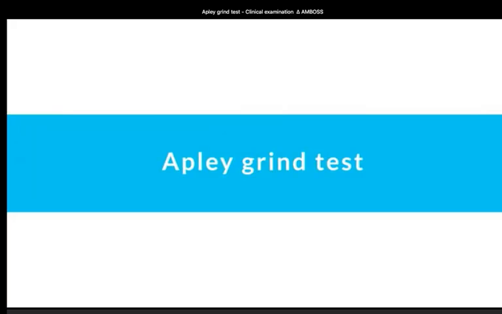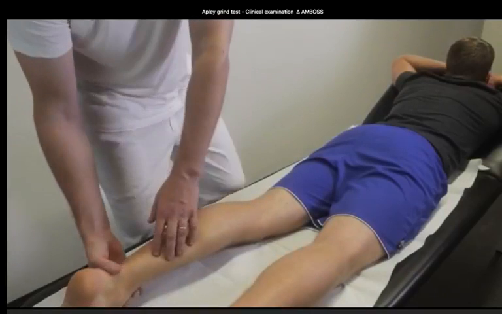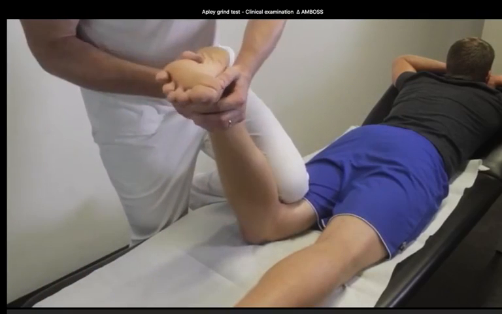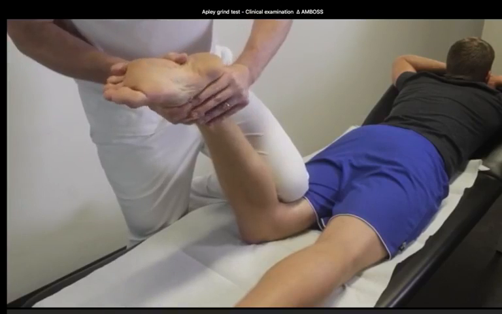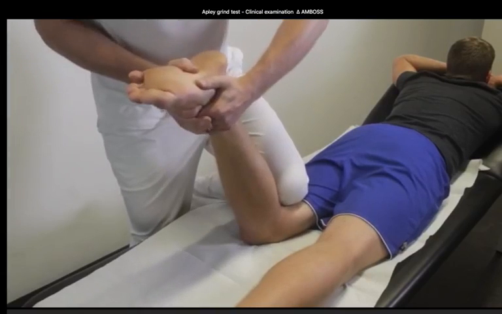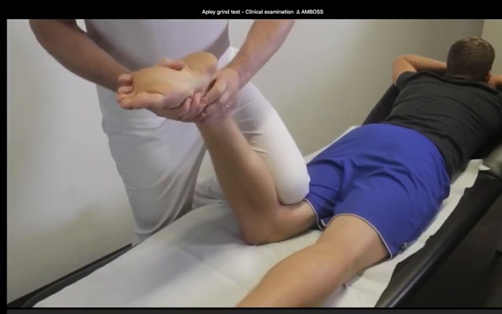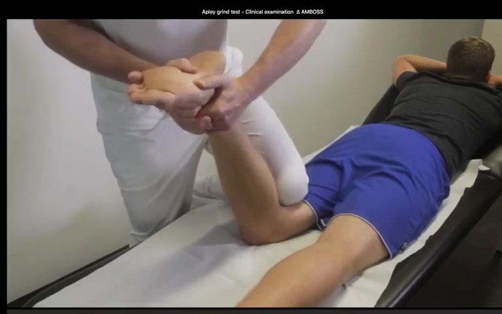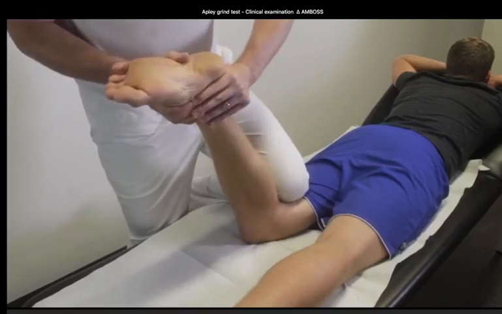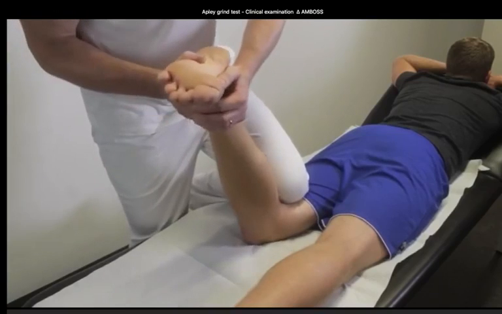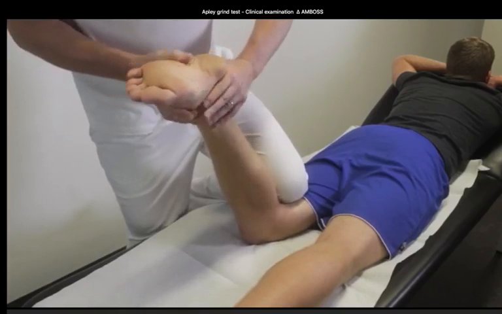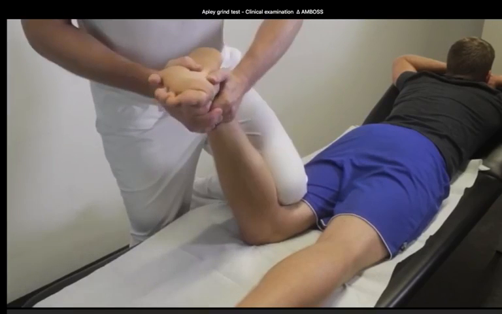Apley grind test. The Apley grind test is performed to assess the menisci. The patient is lying prone and the knee is flexed at a 90-degree angle. Gently place your knee on the patient's thigh to prevent the thigh from moving, and apply a downward pressure to the knee joint with both hands. Alternately rotate the lower leg internally and externally. Medial pain on external rotation indicates damage to the medial meniscus, while lateral pain on internal rotation suggests a damaged lateral meniscus.